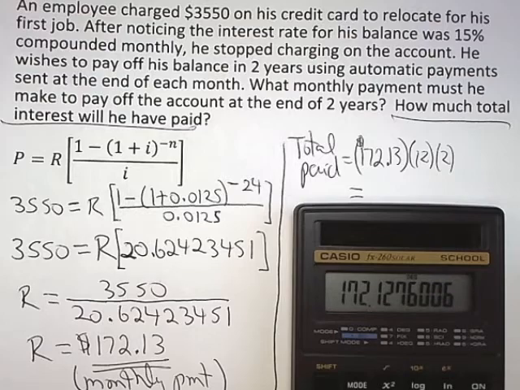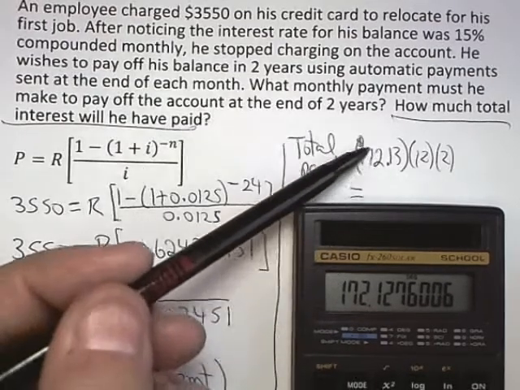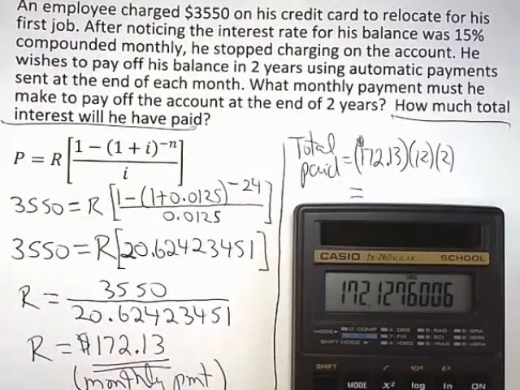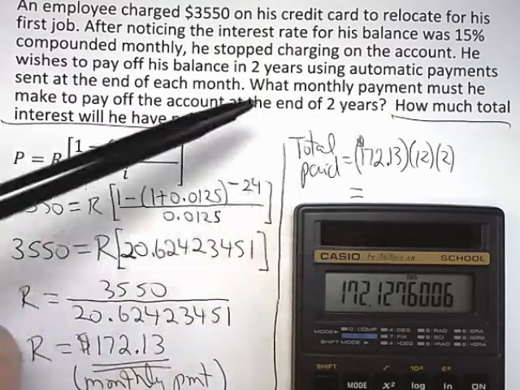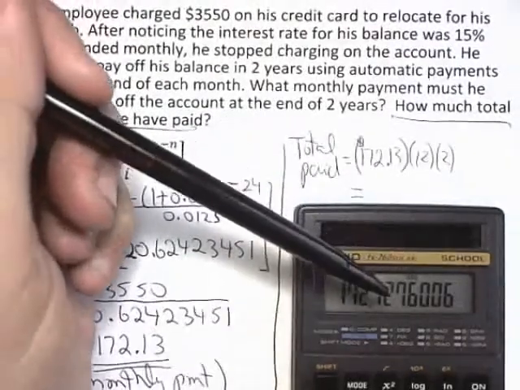Now which number should you use though? Are you going to use this number, the 172.13, or are you going to use what's in the calculator? In some of the other calculations, I told you that if you rounded it off too much, you'd be wrong to the nearest dollar and cent. But this is where you got to think about what's really going on.